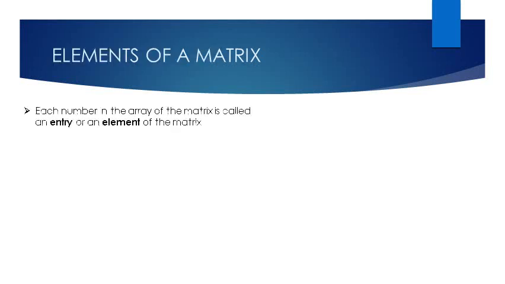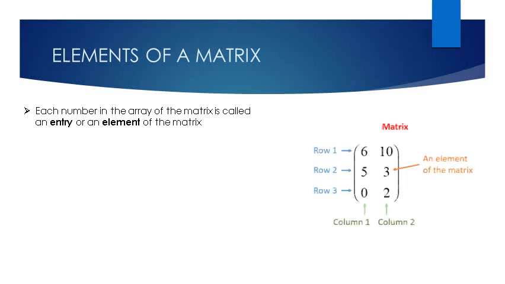Element of a matrix. Each number in the array of the matrix is called an entry or an element of the matrix. For example, row 1 is 6, 10, row 2 is 5, 3, row 3 is 0, 2, and column 1 is 6, 5, 0, column 2 is 10, 3, 2. That means horizontal numbers are called rows and vertical numbers are called columns. Any number in the row or column is an element of the matrix.